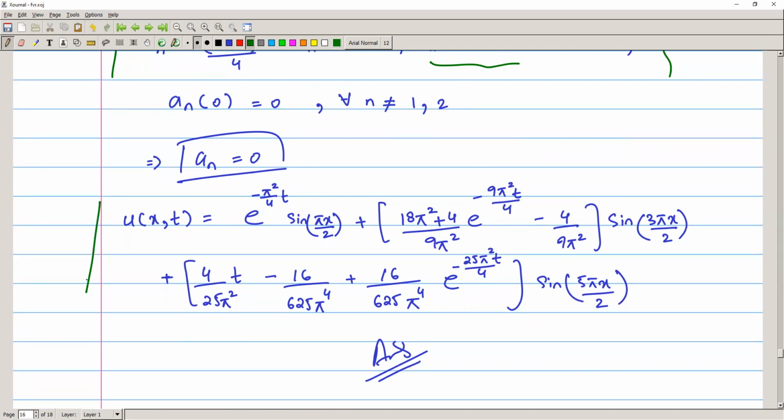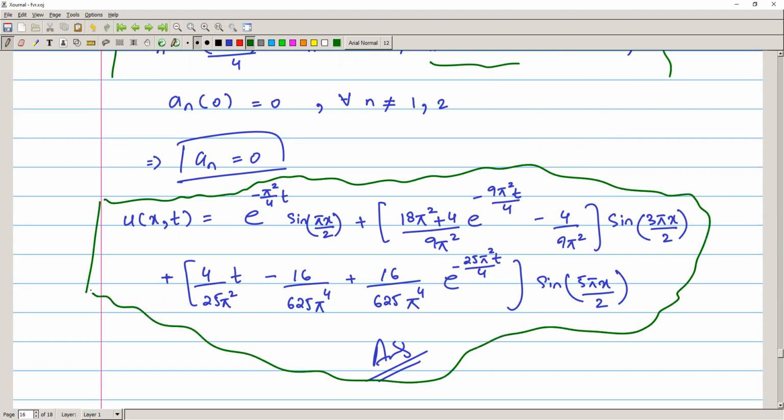So in this way, we have generated the final solution using the method of eigenfunction expansion for the mixed boundary conditions. From the next class, we are going to start the Fourier transform methods for partial differential equations. So we will see how to solve the heat equation using the Fourier transform methods.